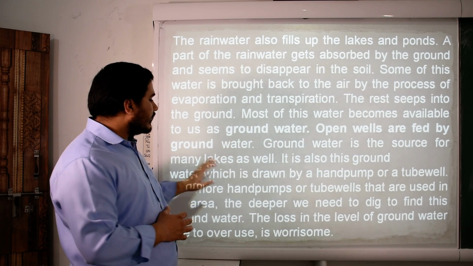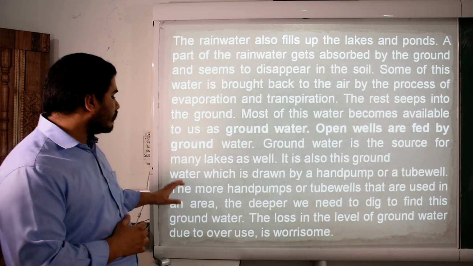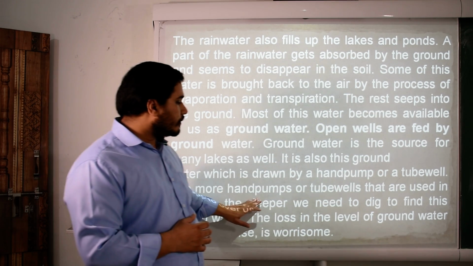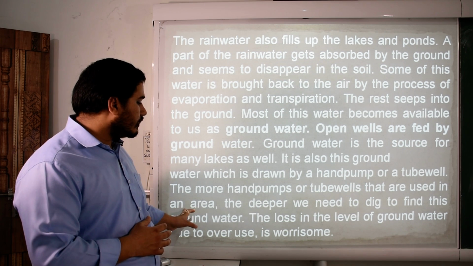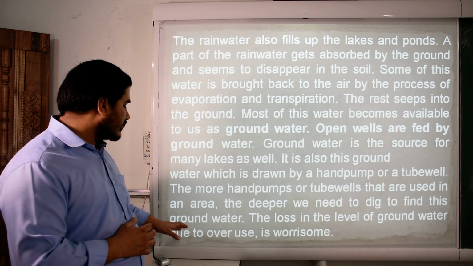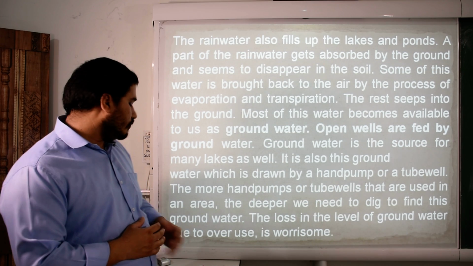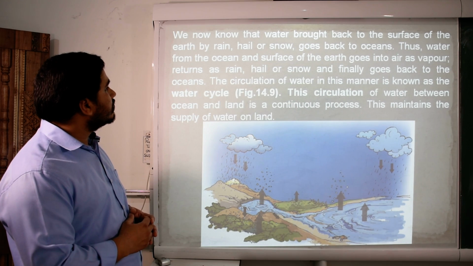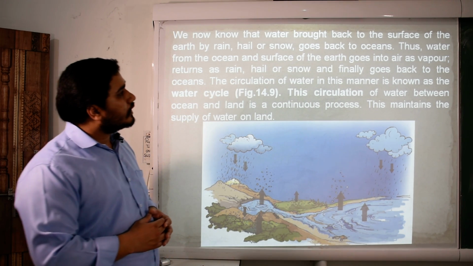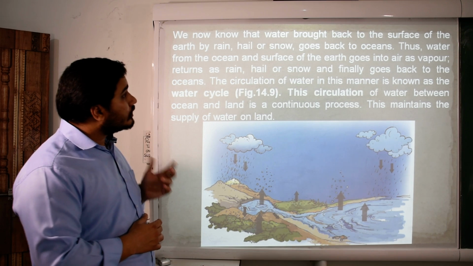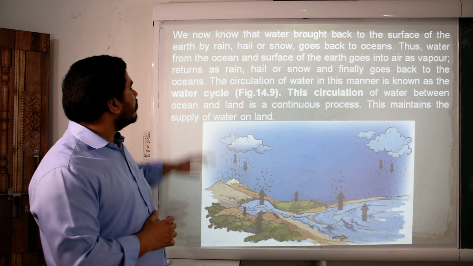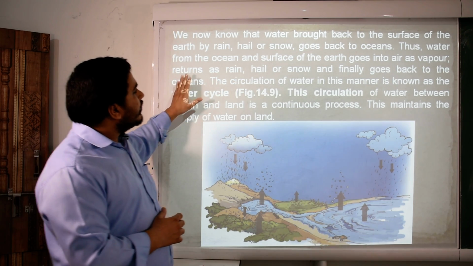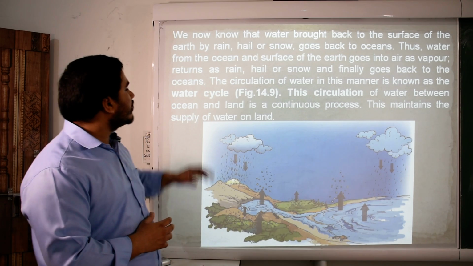Groundwater is a source for many lakes as well. It is also this groundwater which is drawn by a hand pump or a tube well. The more hand pumps or tube wells that are used in an area, the deeper we need to dig to find this groundwater. The loss in the level of groundwater due to overuse is worrisome. We know that water brought back to the surface of the earth by rain, hail or snow goes back again to the ocean. Thus water from the oceans and surfaces of the earth goes into the air as vapor, returns as rain, hail or snow and finally goes back again to the ocean.